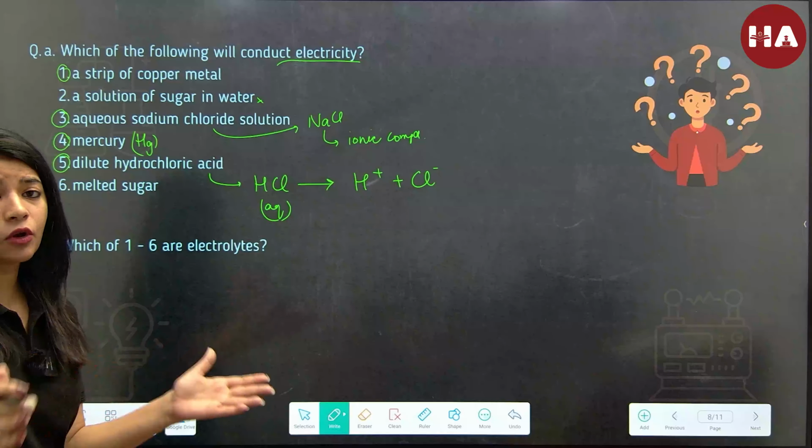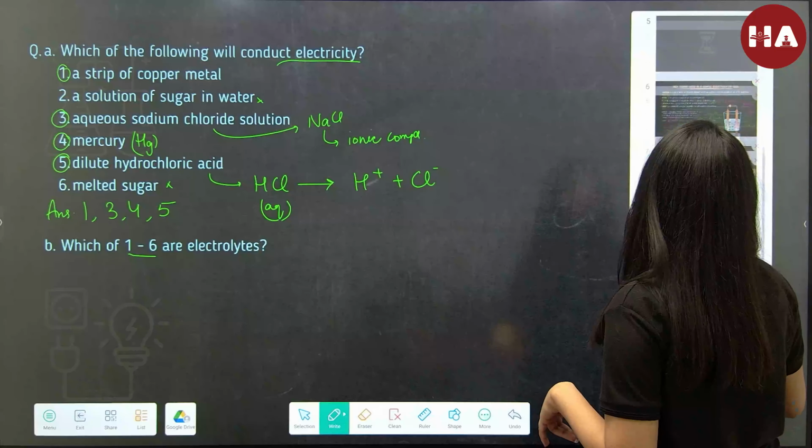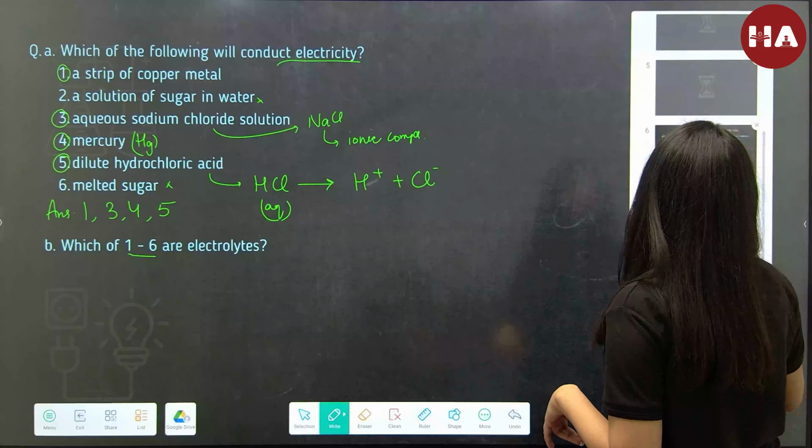Next is your B part, which says which of 1 and 6 are electrolytes. Now what are electrolytes? We have seen a table earlier in which examples of electrolytes and non-electrolytes were given to us, and we have already discussed that. Now let's try to answer this question. Electrolyte means a substance which can conduct electricity when it is dissolved in water, or when electricity is passed through it, like any aqueous ionic compound. So third is your answer.